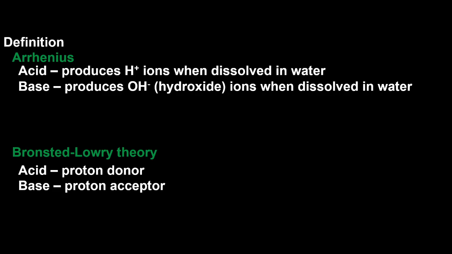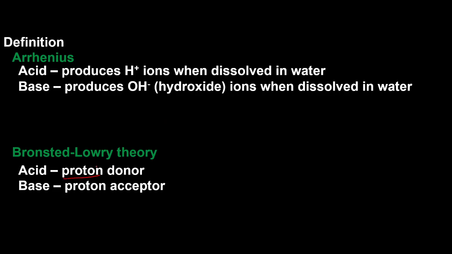So these two definitions differ in terms of their perspective. The Arrhenius theory focuses on the concentration of hydrogen ions and hydroxide ions. On the other hand, the Bronsted-Lowry theory focuses on the donation and then the acceptance of protons between different substances in a solution. So it's almost the same, because here we have an acid that donates protons.